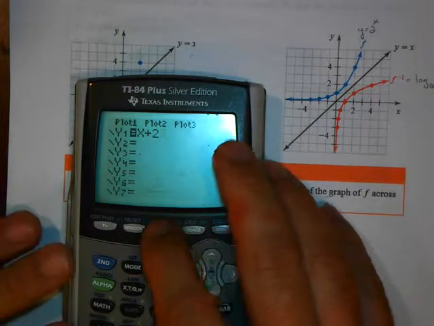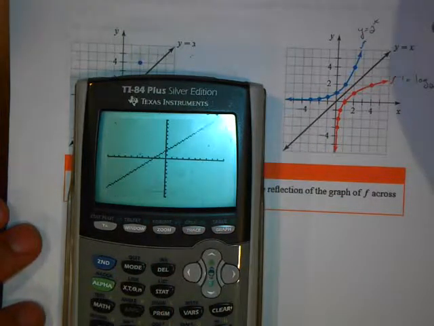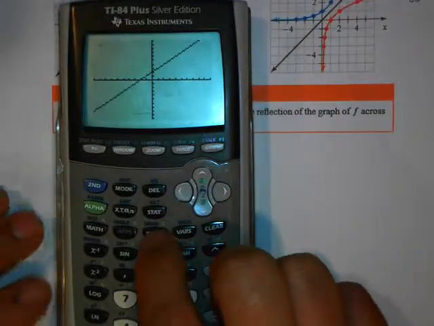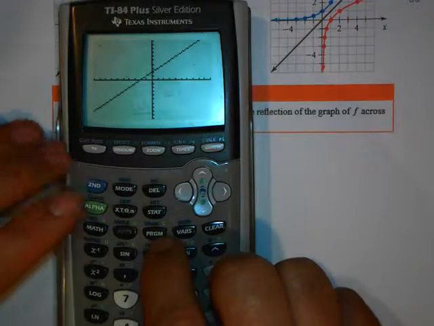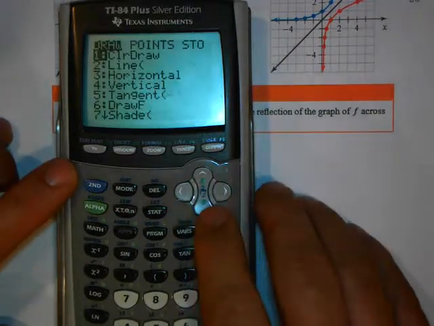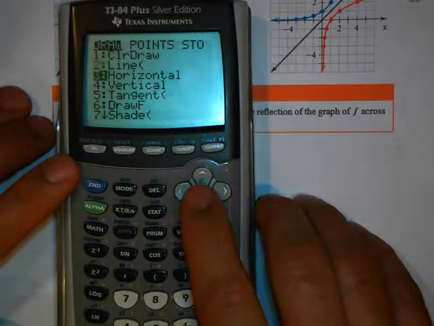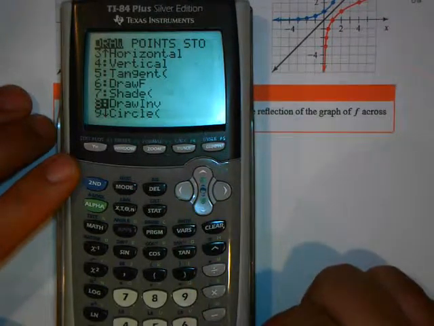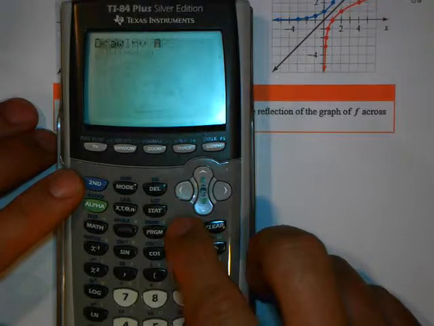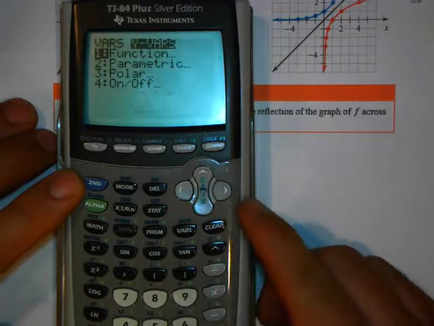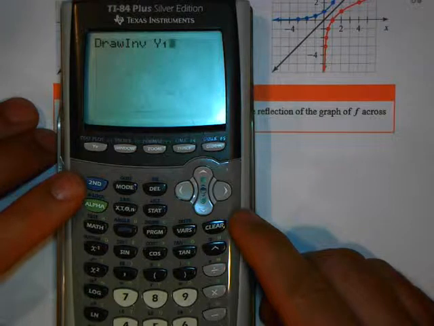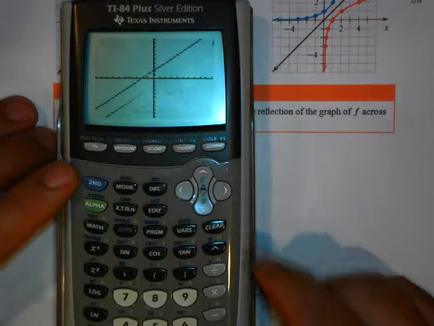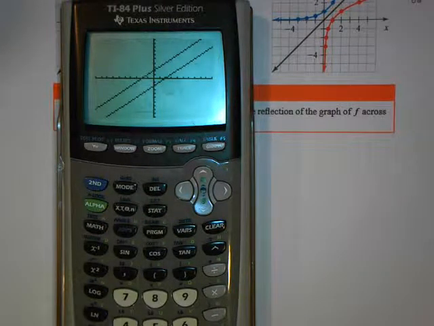Now the nice thing about your calculator is, if you can see it, in this draw menu here, second program, you can see we can actually draw different things in here. And look at number 8, draw inverse. So I'm going to draw the inverse of what I put in. So vars, y vars, function, y1. So I'm going to draw the inverse of y1. I haven't found it yet, but I could just draw the curve. So when I hit enter, let's see here. Did I draw the inverse?